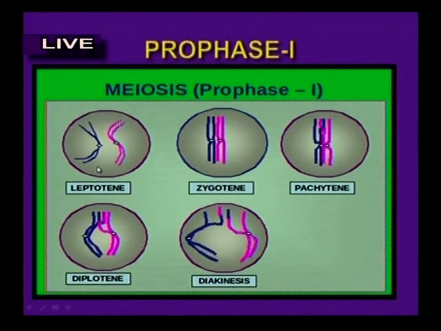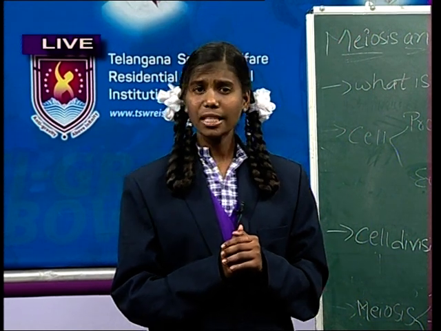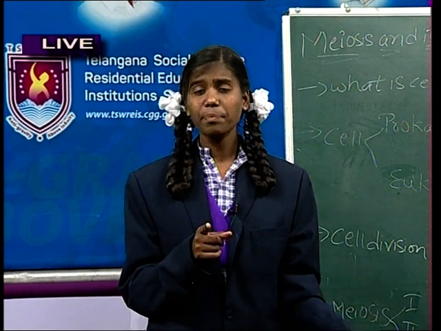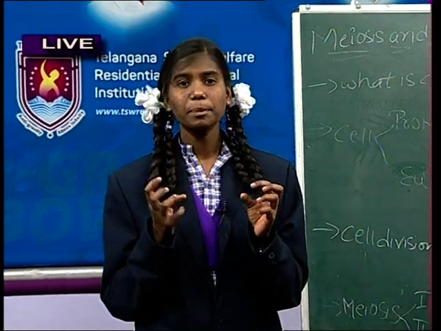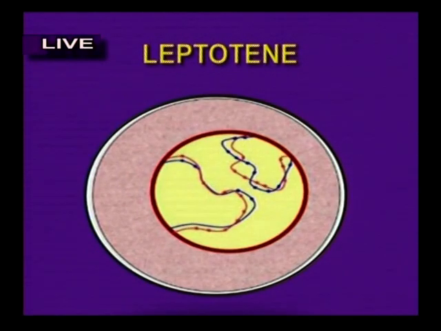Leptotene is the first stage of prophase 1. It is also called leptonema. At this stage, the chromosomes condense. Now let us see the leptotene structure. They are thin in size, so we can't see them with the naked eye; we can see them only under the light microscope. Knob-like structures can also be seen.